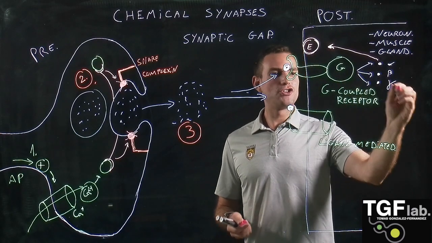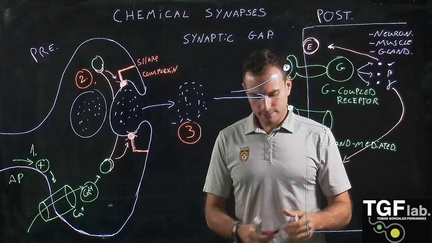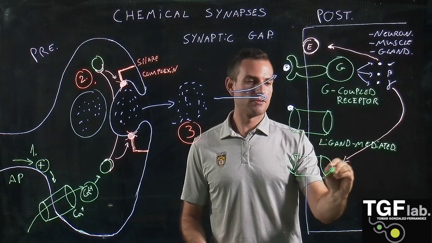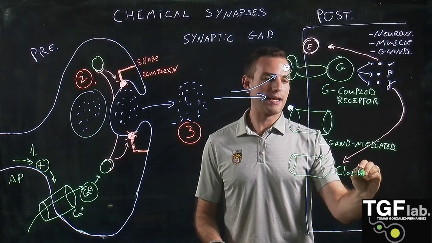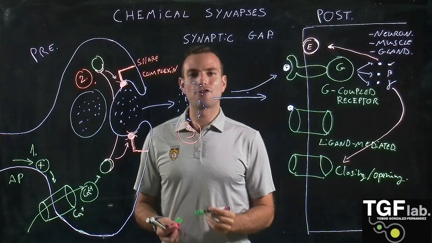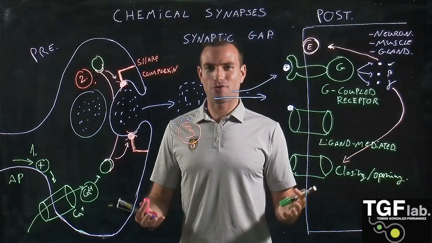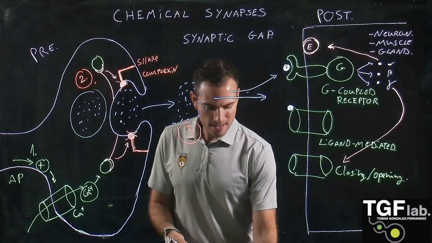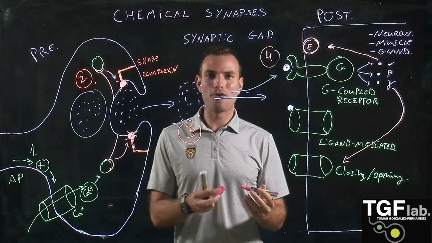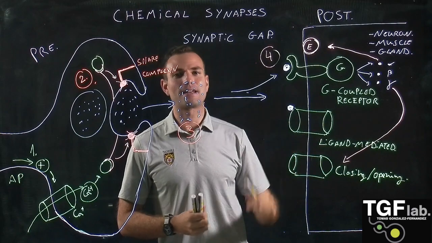And these G proteins can also bind to ionic channels, closing or opening these ion channels in order to have an excitatory response or an inhibitory response that we are going to look at in a sec. Okay, so this will be number 4, which is what the neurotransmitter does in the postsynaptic cell.